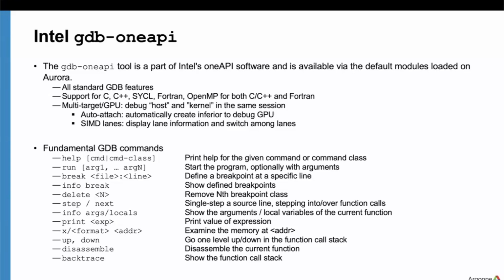At the bottom, you can see fundamental GDB commands. You can use that, right? Help is the most helpful command. You can just type help and a command, and you can see what kind of options you can use. Run starts your program on the debugger side, and then you can also put some arguments.